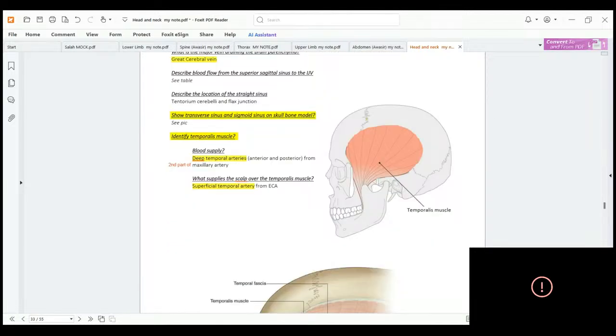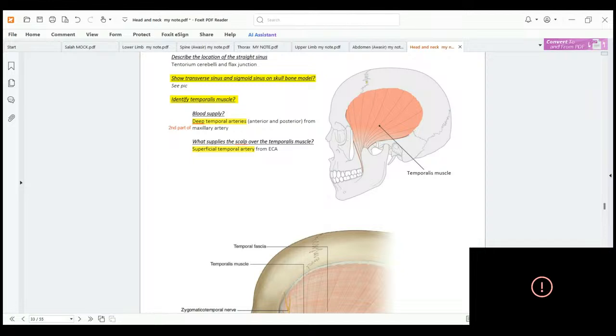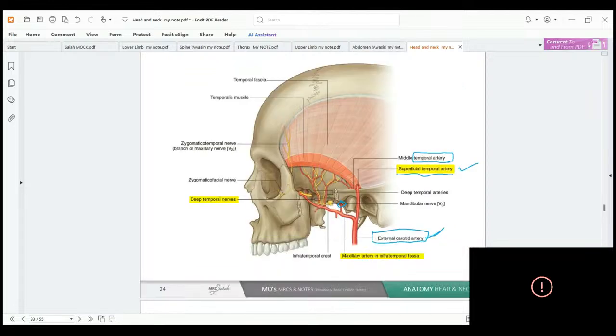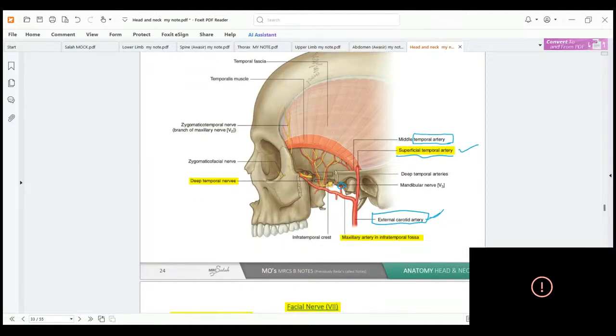Temporalis. See this temporalis, on that picture we have seen. This is the temporalis muscle. Then here is the vessel, the external carotid artery terminal branch. One is the superficial temporal artery, another is the maxillary artery, and the maxillary artery gives different branches.